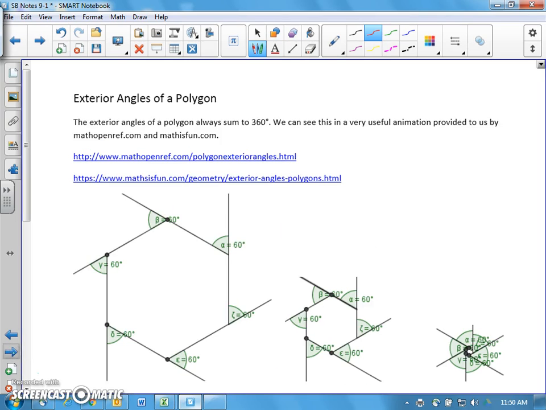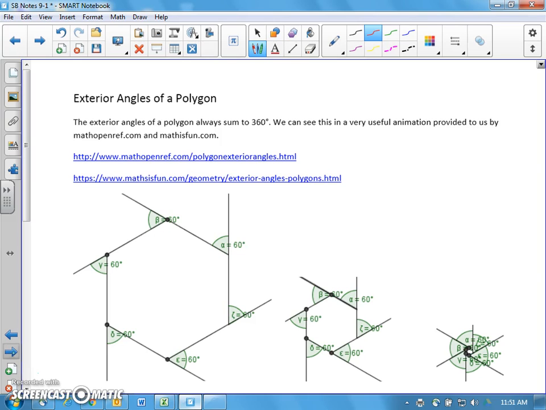So let's move on and talk about the exterior angles. You already know what an exterior angle is. It's an angle formed on the outside of your figure, and it's formed by extending one side. You're seeing a nice graphic here of some exterior angles. You should take a minute, pause the video, and go look at these 2 links.